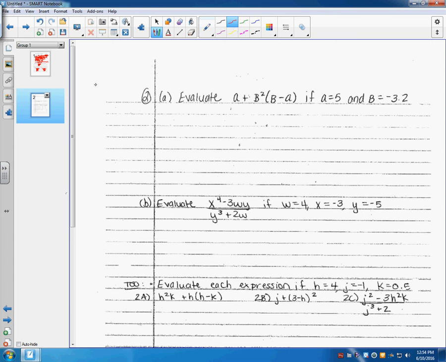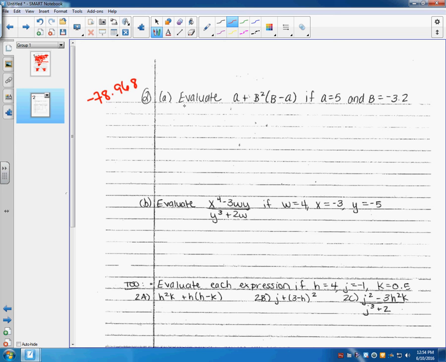So for 2a, you should have gotten negative 78.968. If you did get that answer right, there's no reason for you to watch me go through it. You could go ahead and try letter B and see if you get that one right. If you got it wrong, finish watching and I'll go ahead and work it out with you.